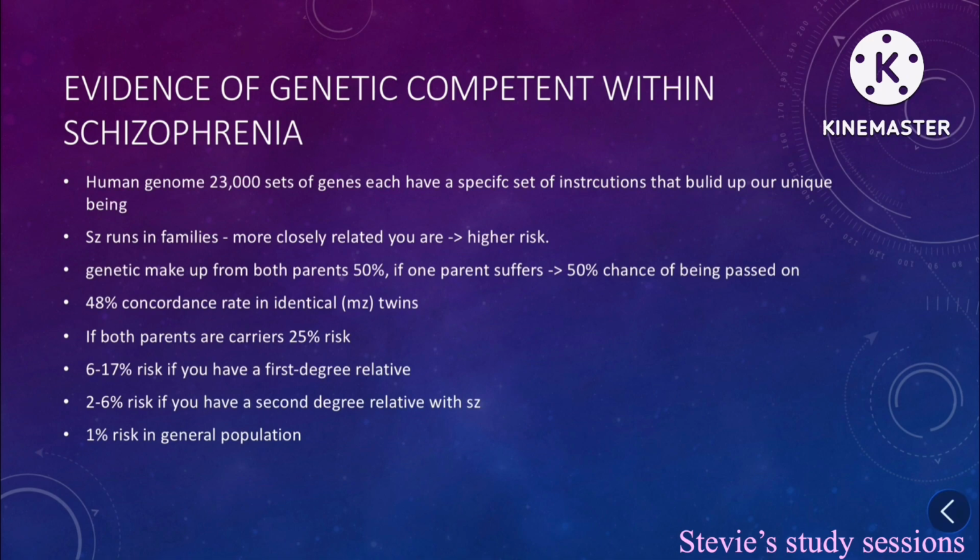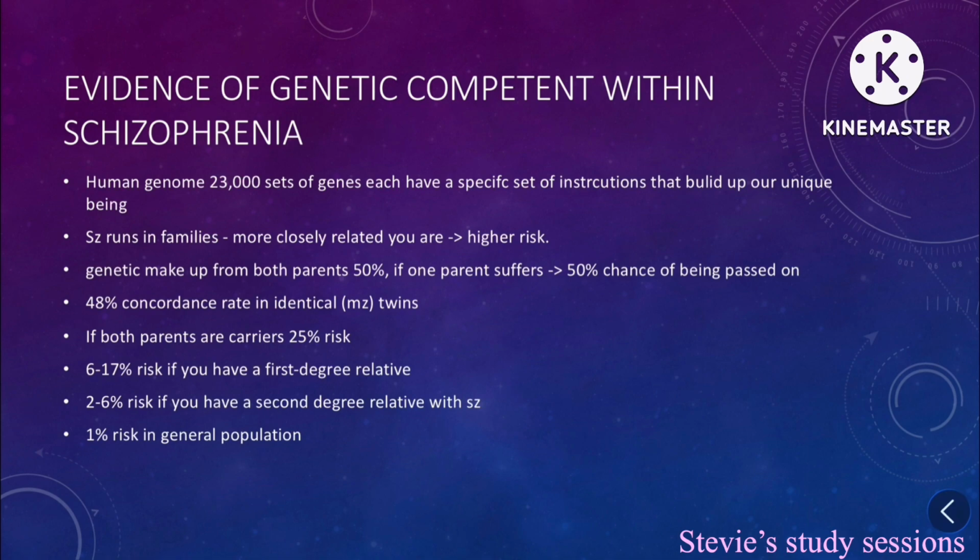Schizophrenia runs in families, and the more closely related you are, the higher risk you are of having schizophrenia. Genetic makeup is from both parents, about 50%, one from each parent. Therefore, if one parent suffers from schizophrenia, you have a 50% chance of that gene being passed on. There's a 48% concordance rate with identical twins, MZ, and if both parents are carriers of the schizophrenia gene, there's a 25% risk to you.